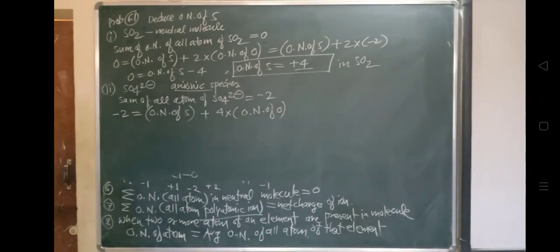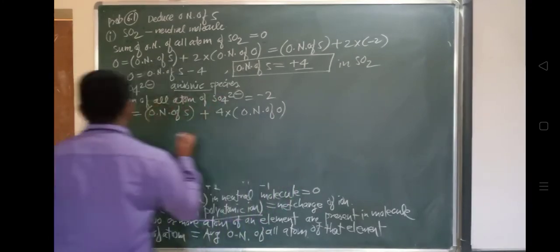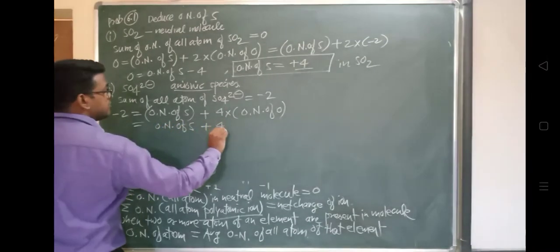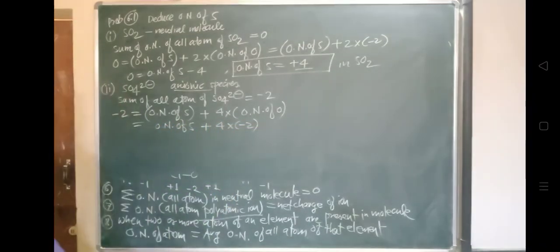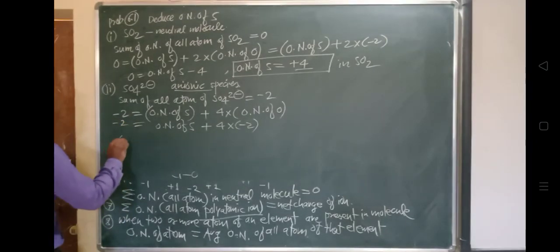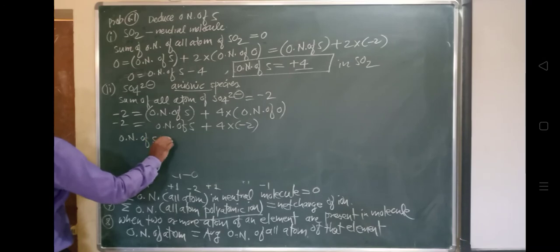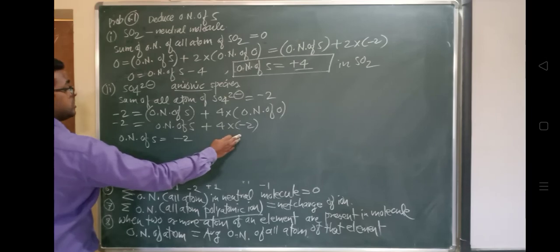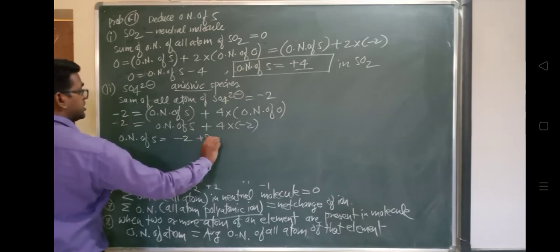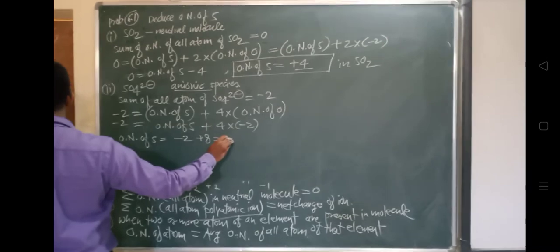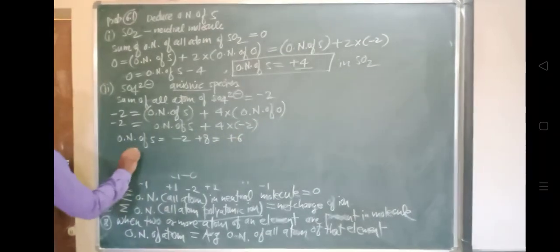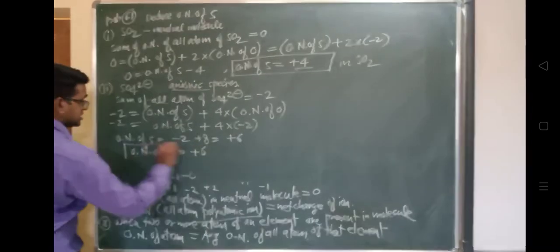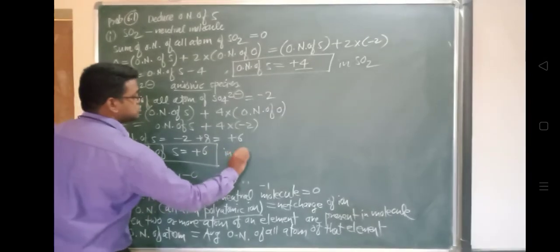So in this case, we can find out easily: -2 equals the oxidation number of sulfur plus 4 multiplied by -2. Now we can find the oxidation number of sulfur. Taking the -8 to the other side it becomes +8, and 8 minus 2 is +6. So the oxidation number of sulfur is +6 in SO4 2 minus.